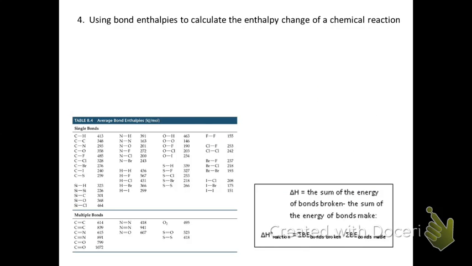Alright, so what we're going to do here is something that arises quite a bit on both the AP and the IB exam, and that is using bond enthalpies to calculate the delta H of a particular chemical reaction. So I'm going to model how to do this and show you an example problem, and then in class we're going to work through some of these types of problems so that you can practice them.